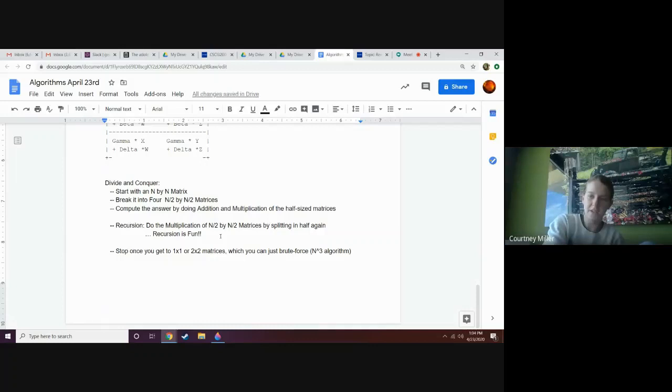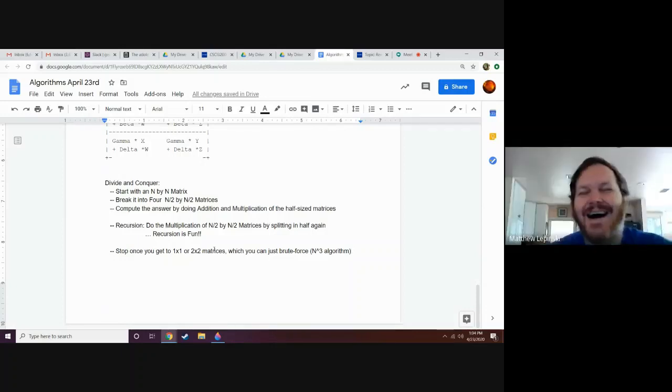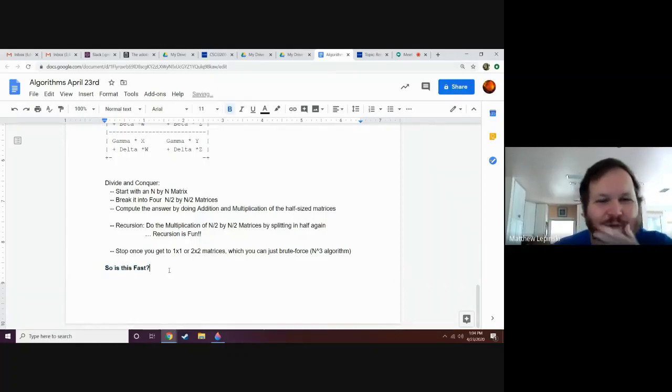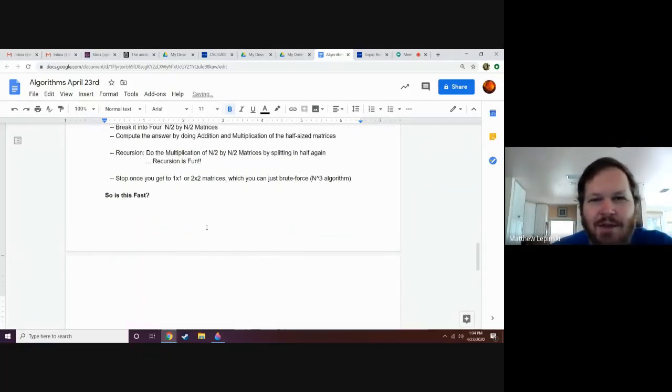What is the efficiency of this, though? Like, with all the recursion compared to one? Wonderful. I love it, new college students are incredible. So is this fast? Right. Our time to beat was n cubed. There's a whole lot of recursion here. Have we actually gotten any better?